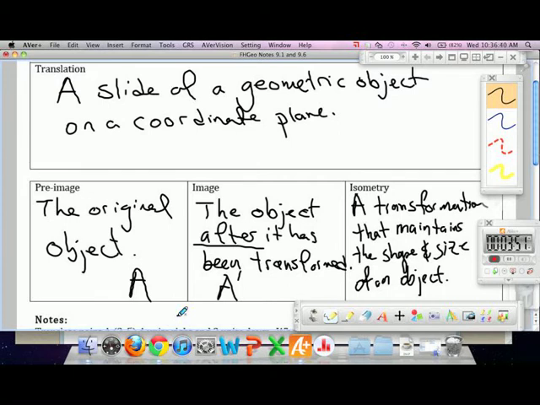Prime notation is pretty important. You'll see it a ton in mathematics as it is. You'll see it a lot going forward. Anytime we change or do something new, you'll see prime notation as something that's different.